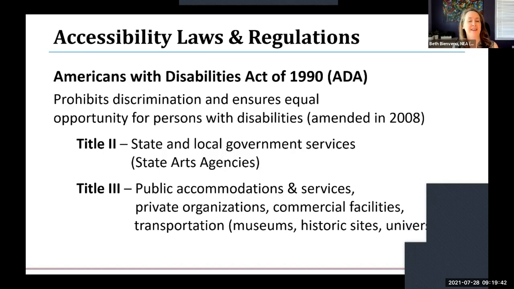But that wasn't enough because it didn't cover state and local government or places of public accommodation. So the ADA, after many other years of activism from the people that I showed in the first screen, worked with Congress to pass the Americans with Disabilities Act in 1990, which prohibits discrimination and ensures equal opportunity for people with disabilities. And it was amended in 2008. So Title II of the ADA covers state and local governments, which includes our state arts agencies. And Title III covers public accommodations and services, private organizations, commercial facilities, and transportation. So this includes, for this audience, museums, historic sites, universities, performing arts centers, et cetera.